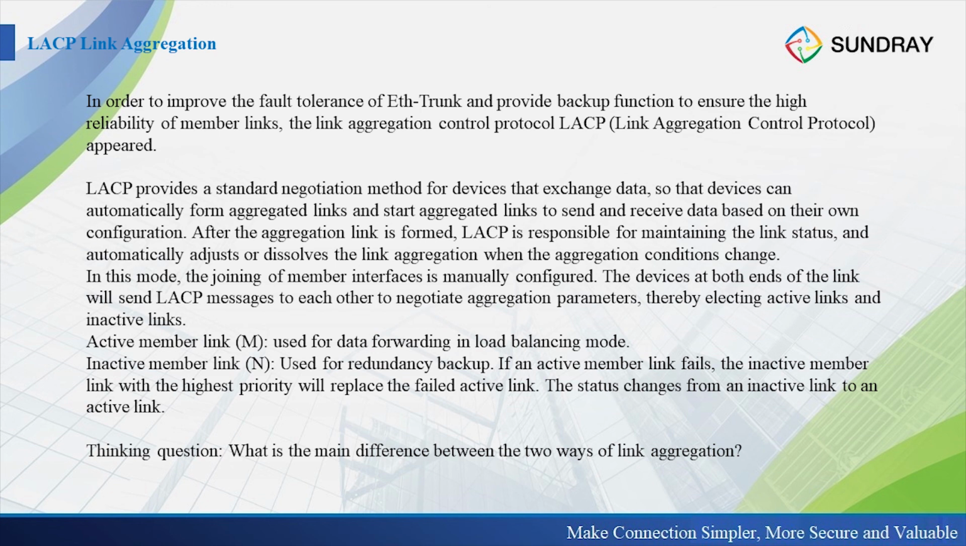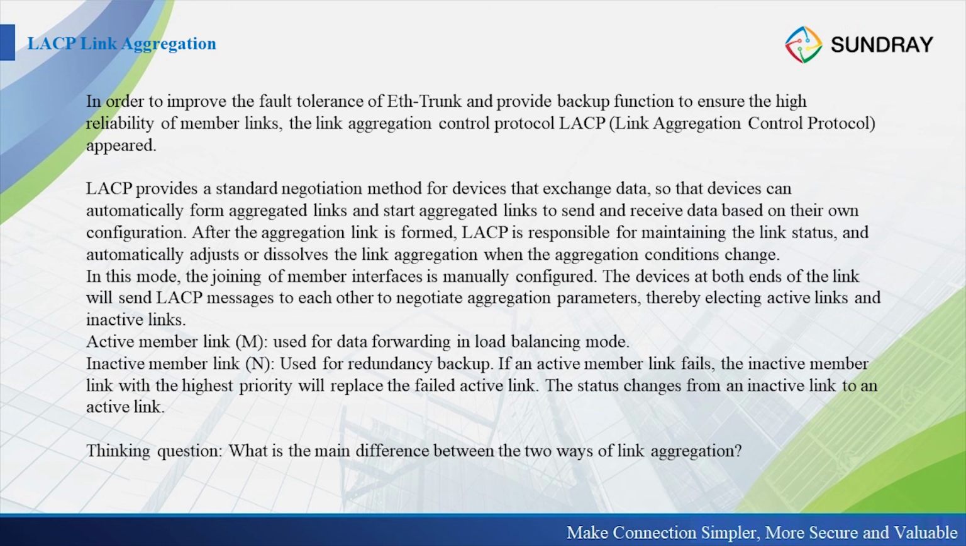The active member links are usually used for data forwarding in load balance mode, and the inactive member links are used for redundancy backup. If an active member link fails, the inactive member link with the highest priority will replace the failed active link. The status changes from an inactive link to an active link. This means it will replace the failed active link as the new active link.